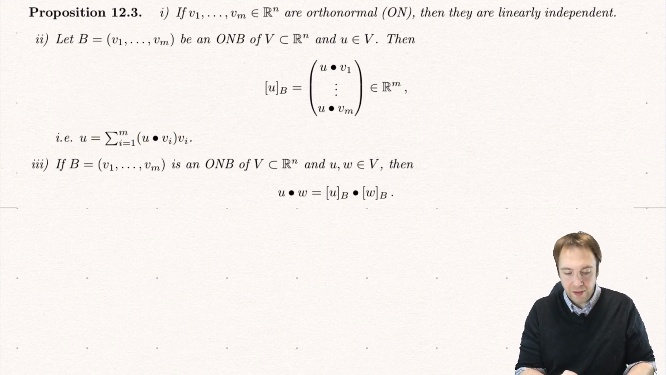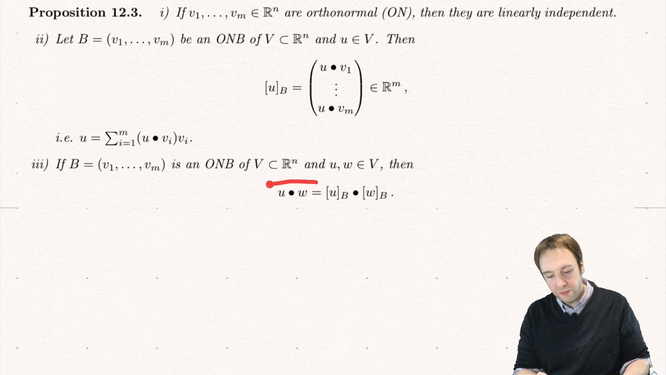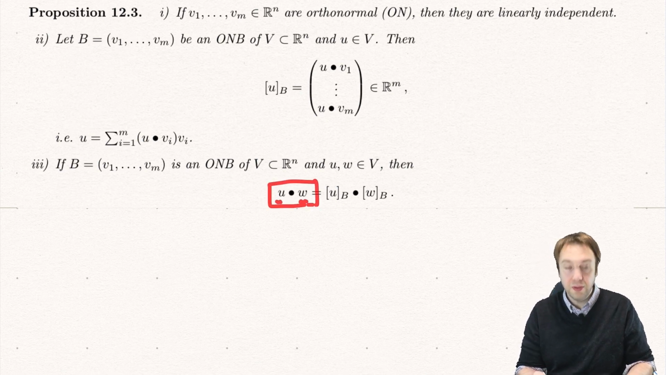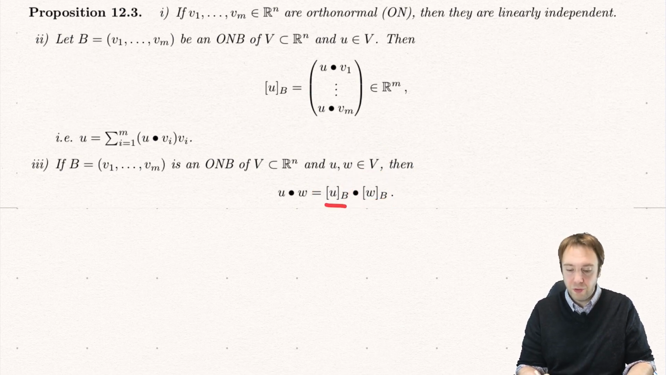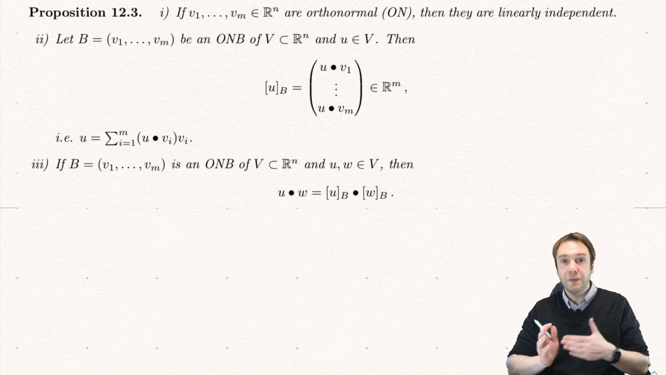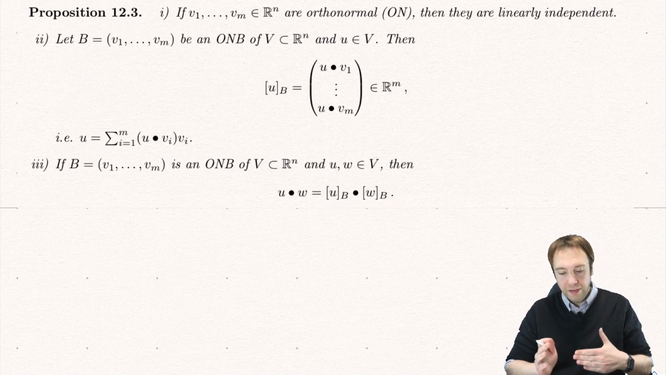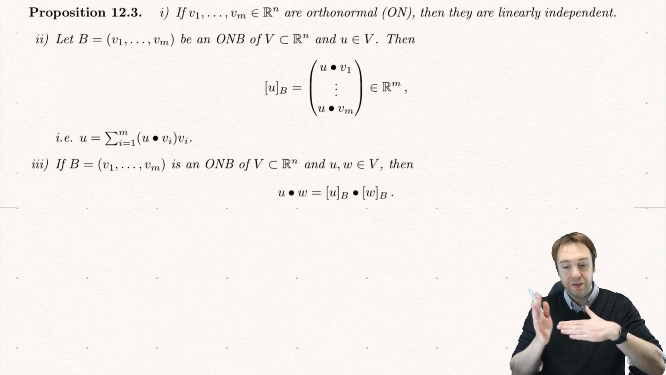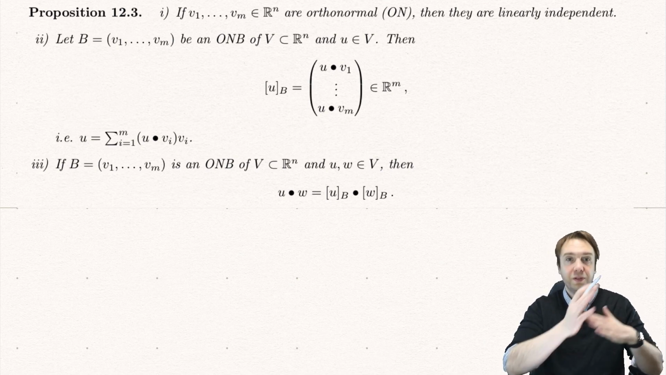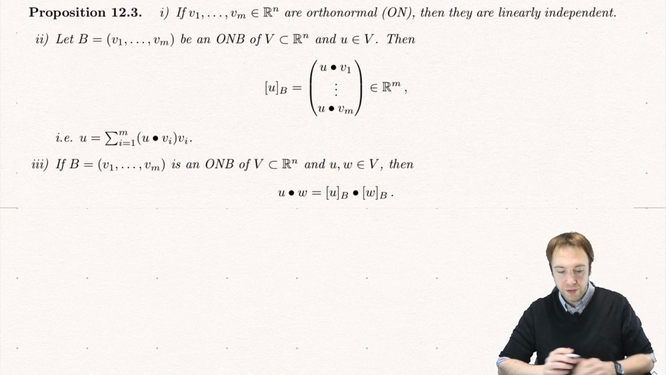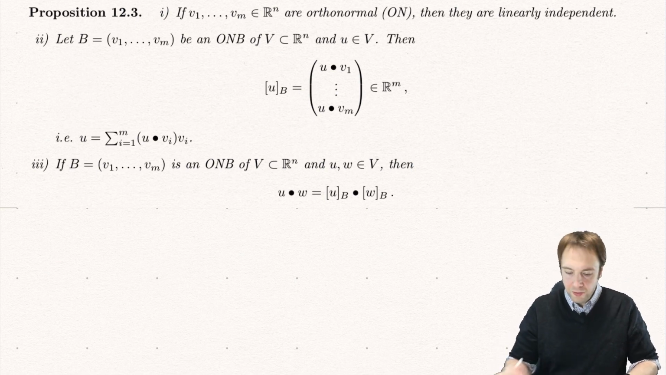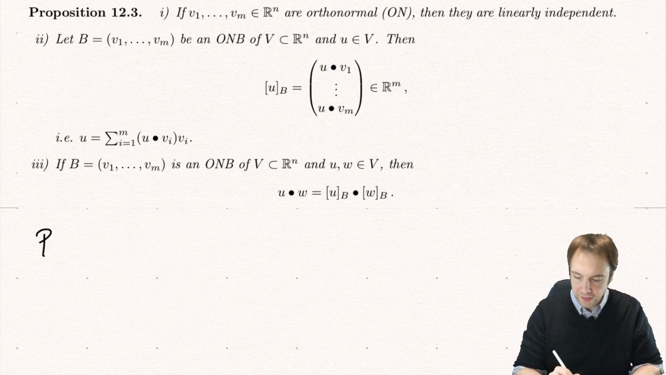And then another nice thing about an orthonormal basis is that if I consider the dot product of two elements in my subspace V, then this is the same as the dot product of the corresponding coordinate vectors. So in particular, if the coordinate vectors of two elements are orthogonal to each other, then also the elements in the subspace are orthogonal to each other.